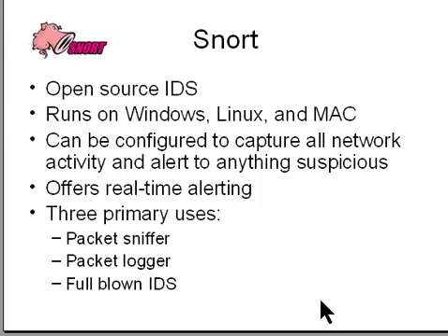And then what we used for the intrusion detection system was Snort, and that's something that you saw in the previous class, and we'll use it a little again in this class. Once again, it's an open source network intrusion detection system. There's ports available for Windows, Linux, and the Macintosh. And of course, it can be configured to capture all network activity and alert to anything suspicious. It offers real-time alerting, and it has three primary uses, as we learned last semester: as a packet sniffer, a packet logger, or a full-blown intrusion detection system.